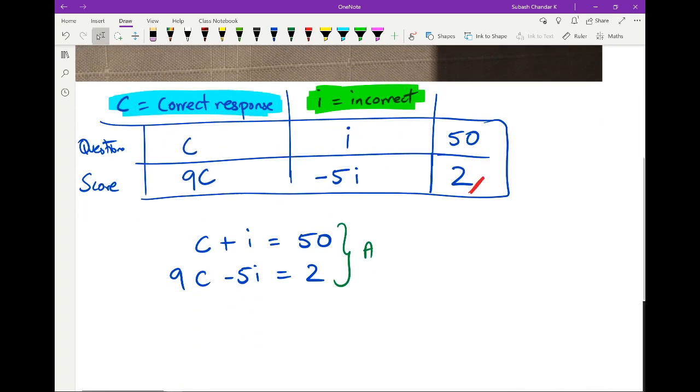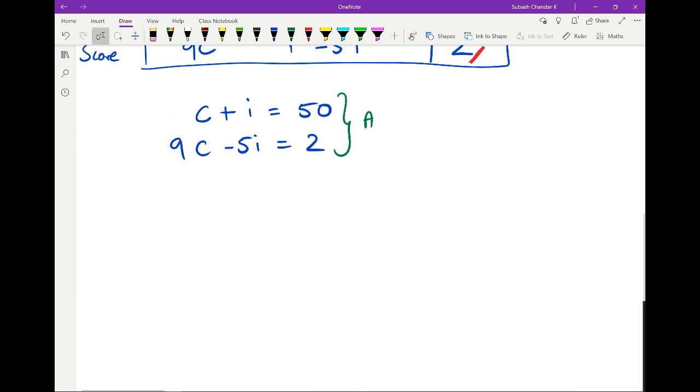Okay, so anyway, once we've got this, the first method I'm going to do is rearranging, just to show you guys the different ways of doing things. With rearranging, the first equation I have is C plus I equals 50. So I'm going to rearrange it and rewrite that as C is equal to 50 minus I. Let me just put that in a different color.